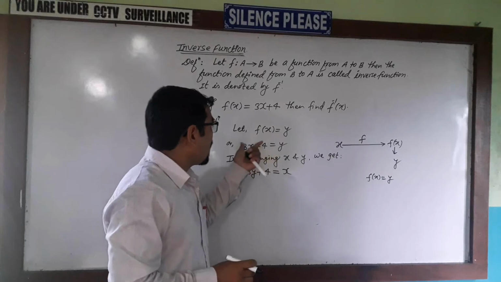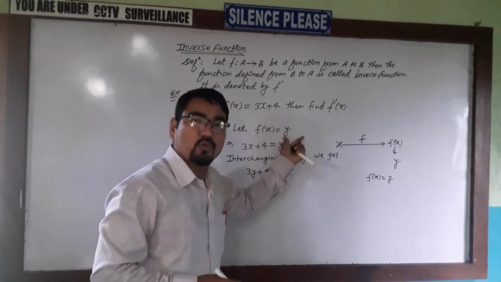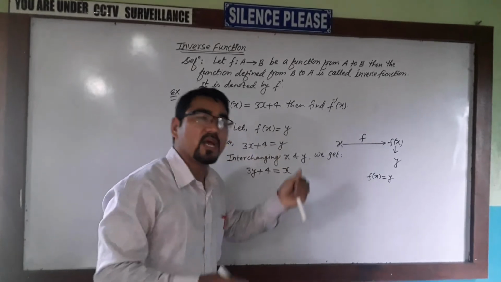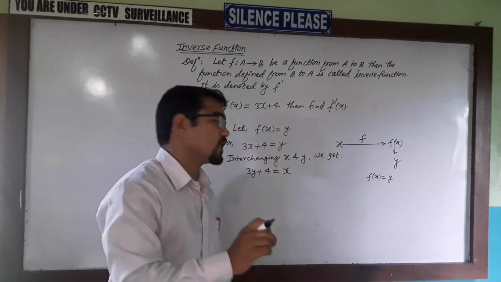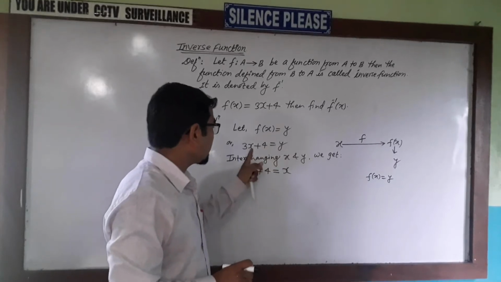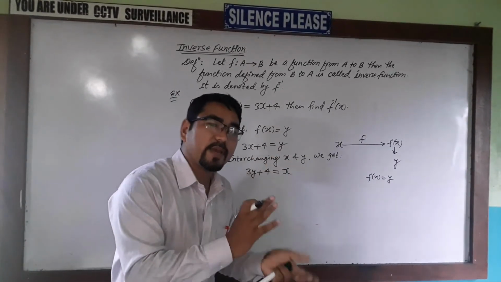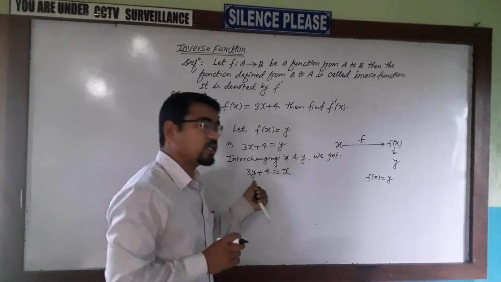Here, first of all, we have to suppose the given function is y. If it is possible to simplify here, we can simplify. Otherwise, we can interchange x and y. Interchanging x and y, x is written as y and y is written as x here. Then after interchanging the variables x and y, we have to find the value of y.